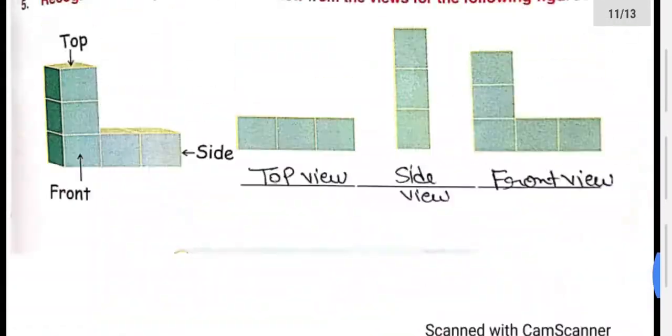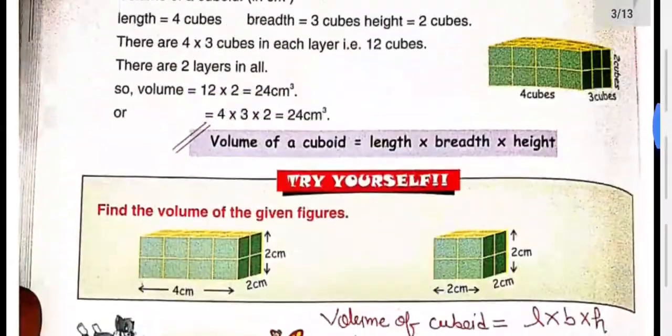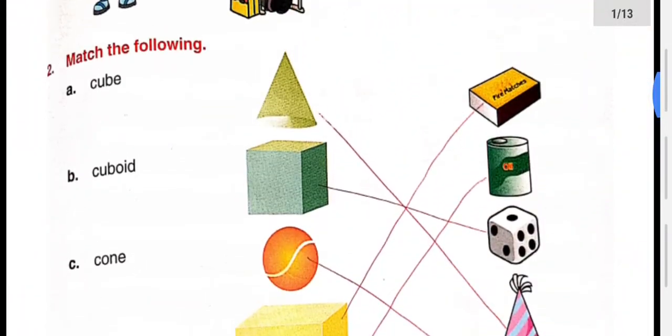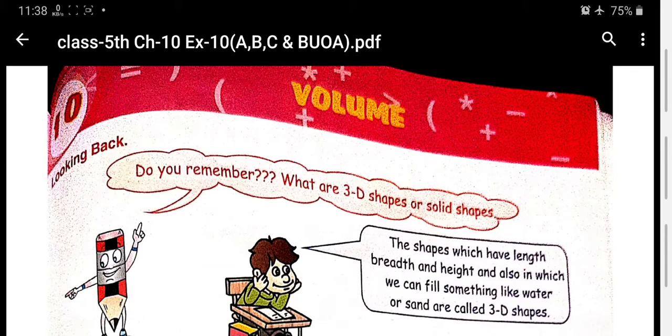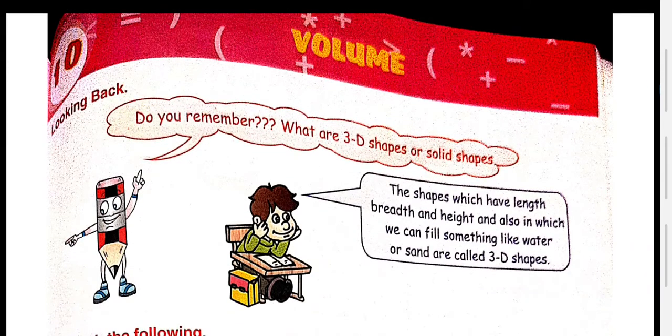So we have completed chapter number 10 also. This one is very important for your half-yearly examination. Almost 2 or 3 questions you will get from this chapter. So all of you study very well. If anyone has any doubt or any question, they can ask me now. Thank you.